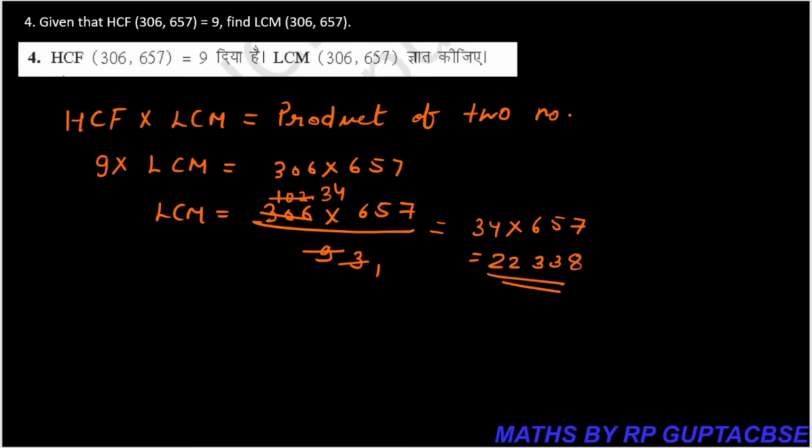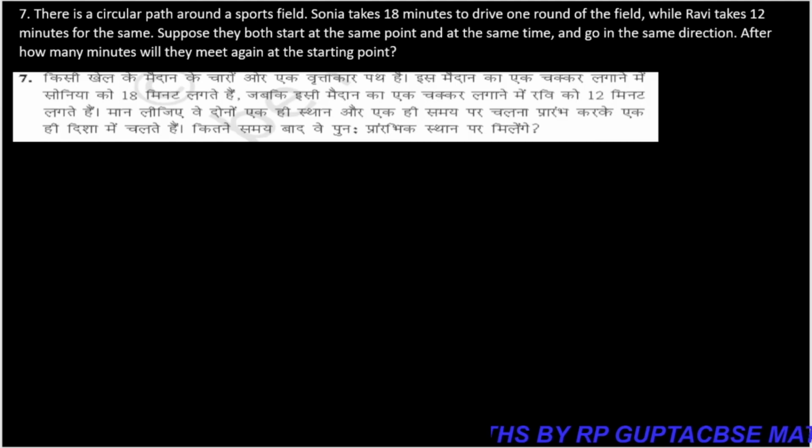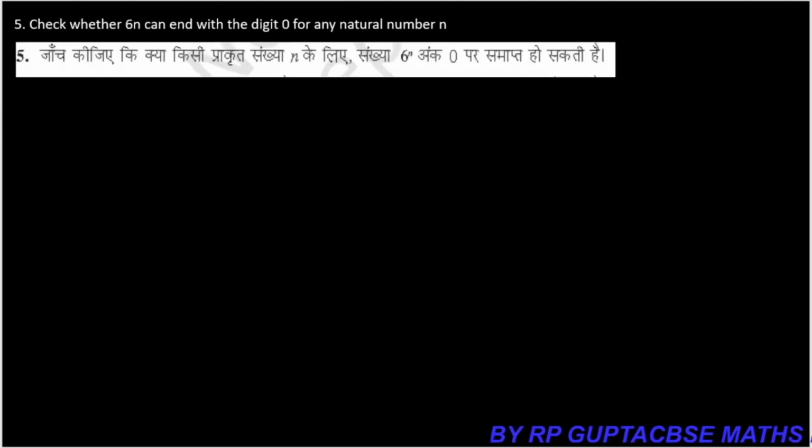Now we are moving to the next question. What is the next question? Yes, question number 5. What is question number 5? Read it. Check whether 6 to the power n can end with the digit 0 for any natural number n.